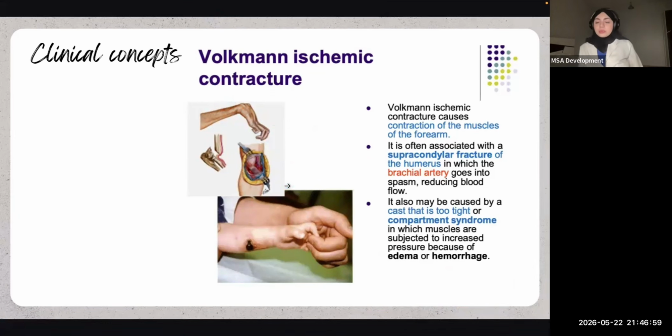The last concept is going to be Volkmann's ischemic contracture. She didn't really go into details about this, but what I want you guys to know is, first of all, recall the supracondylar region. We're going to have the brachial artery accompanying the median nerve. If I were to have a break in the supracondylar region, I can suffer a clinical concept known as Volkmann's ischemic contracture.